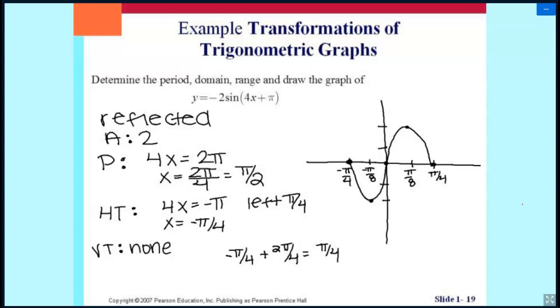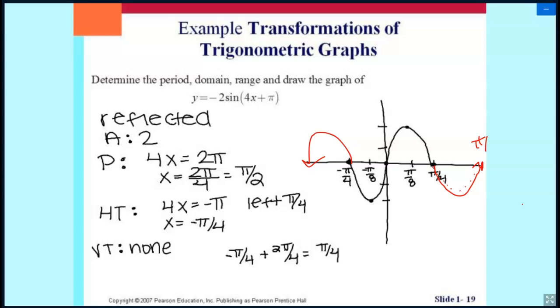Technically this graph continues infinitely in both directions. So if it takes from 0 to pi fourths, this would take from pi fourths to pi halves, etc. So this would be negative pi halves, and so forth.